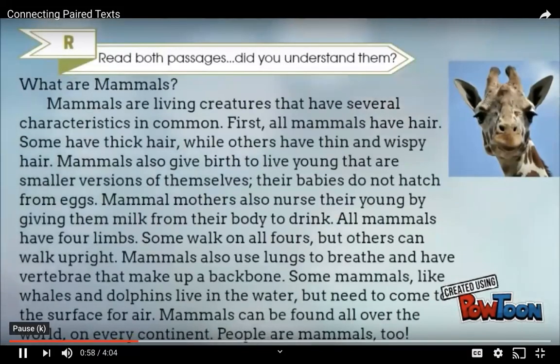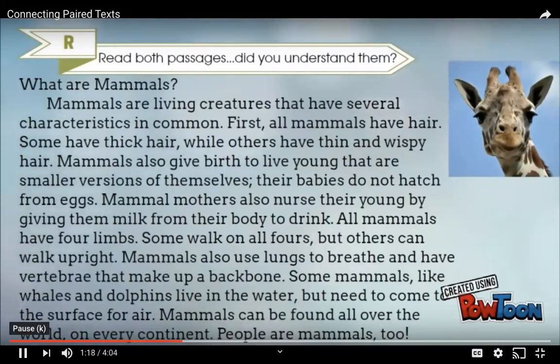What are mammals? Mammals are living creatures that have several characteristics in common. First, all mammals have hair. Some have thick hair, while others have thin and wispy hair. Mammals also give birth to live young that are smaller versions of themselves. Their babies do not hatch from eggs. Mammal mothers also nurse their young by giving them milk from their body to drink.